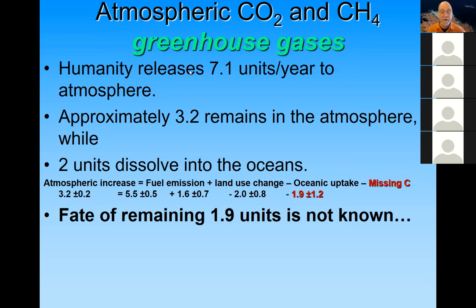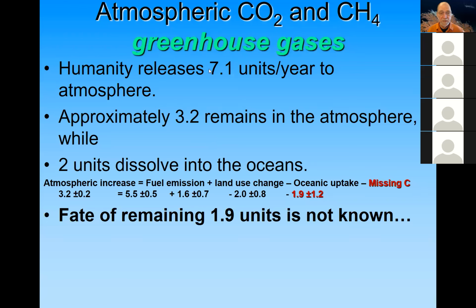So we find out that when we try to track what happens to the carbon dioxide that we use, it turns out that we can't fully account for all the CO2 that's being released. And this is laid out in this little text slide here. It says that humanity releases 7.1 units per year, or the units in this case are gigatons of carbon per year. And about 3.2 of that remains in the atmosphere. Think about that. We're increasing the amount of CO2 steadily by these 3.2 units.